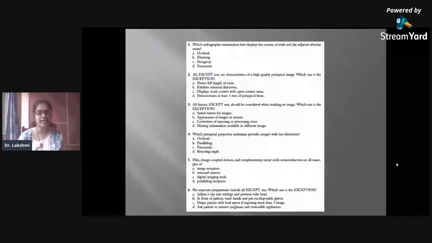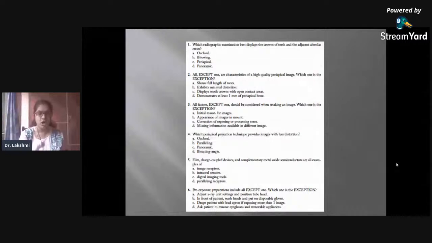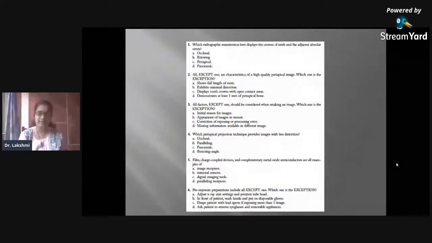Which one is the exception? Option is B, appearances of image in mount. That doesn't matter. Okay, so fourth one, which periapical projection technique provides images with less distortion? Option is B, that is paralleling technique, definitely.